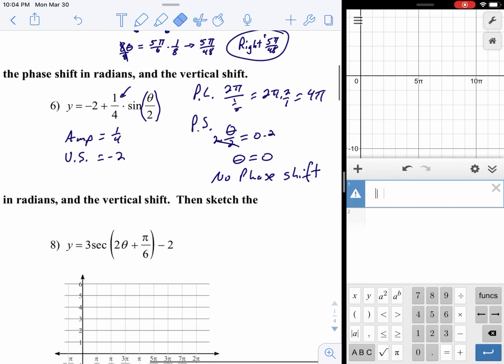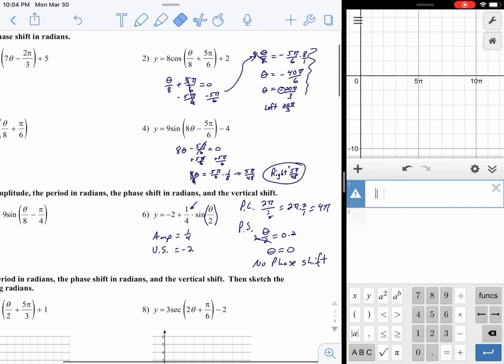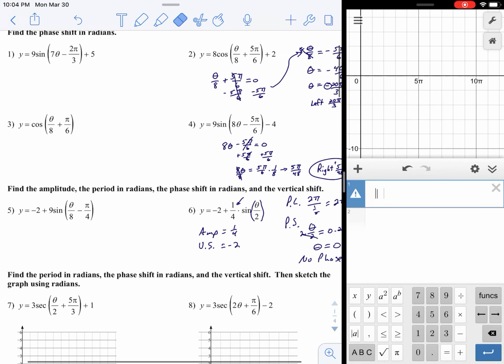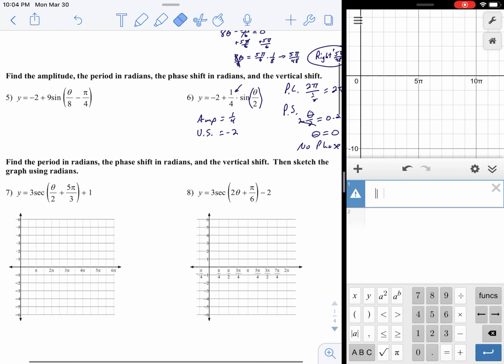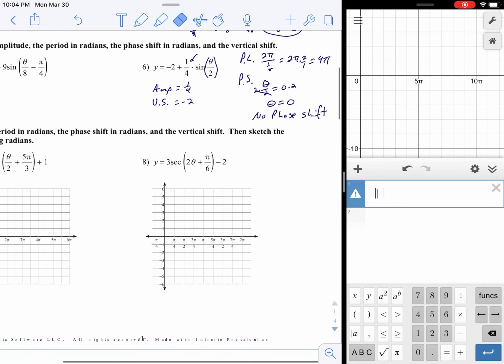There it is. Here for number 6, without actually graphing, this is a complete graphical analysis of this sine wave. Amplitude, vertical shift, period length, phase shift. Those are the main parameters of what makes the wave into its distinct shape. So that concludes about everything you need to know about sine and cosine. Now we're going to move into secant and cosecant.